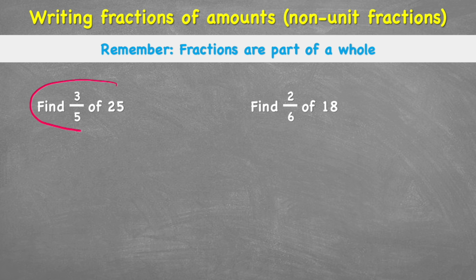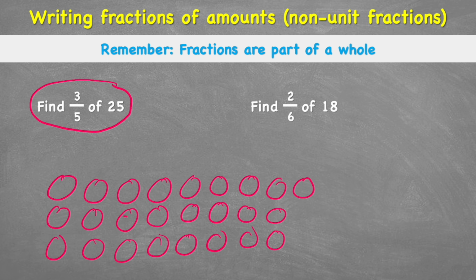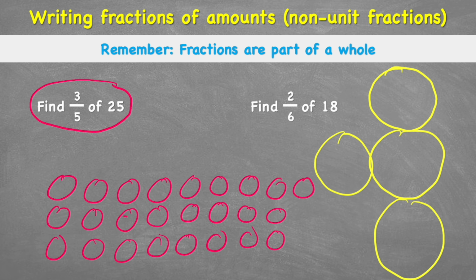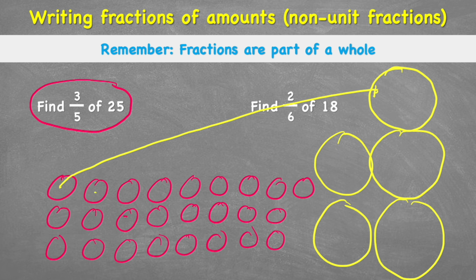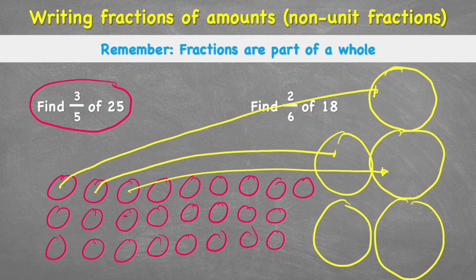First question says, find 3/5 of 25. So that's like having 25 apples. Ready? Boom, there we go, 25 apples, and I want to find 3/5 of them. So what it's saying is that I'm going to share my apples between 5 equal circles. 3, 4, 5. Now this would take ages, wouldn't it? It means I've got to put this one into the first circle, the next apple into the second, third into the third one, etc., etc.